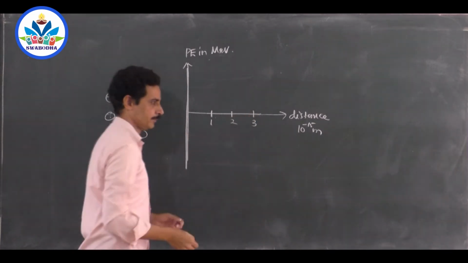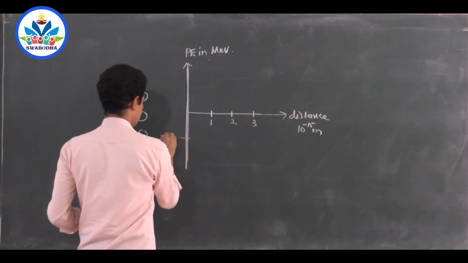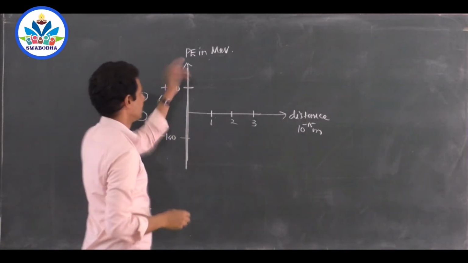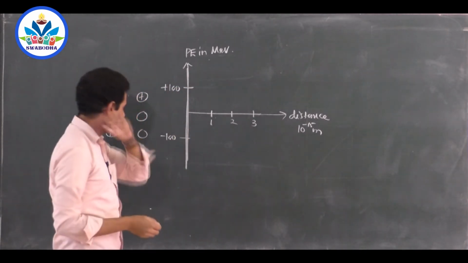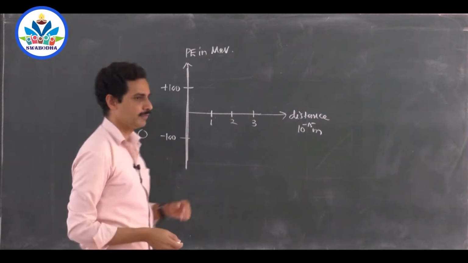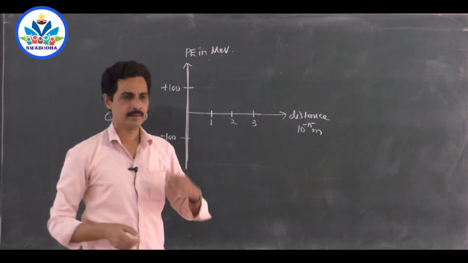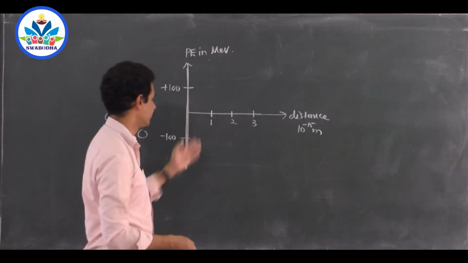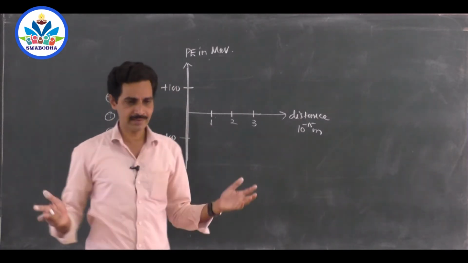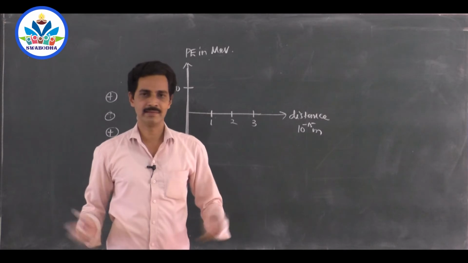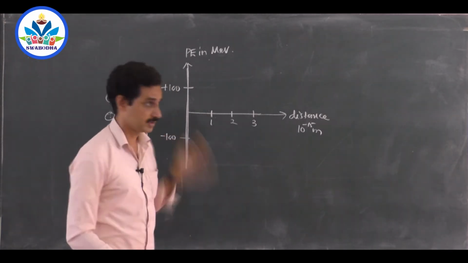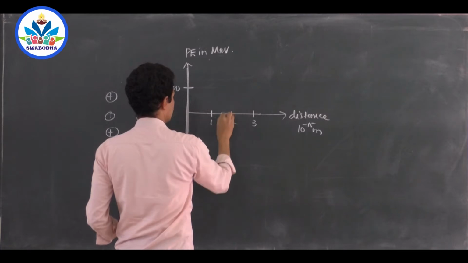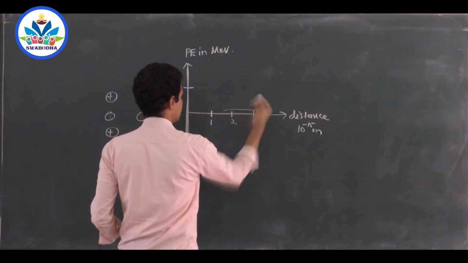Suppose this is minus 100 million electron volt, and this is plus 100 million electron volt. Potential energy is in million electron volt. Then you will find that the nuclear force drops to 0 if you go beyond 1 Fermi. Beyond 1 Fermi, that means outside the nucleus, the nuclear force is 0. So it is not a long range force, it is a very short range force. Beyond a certain range it decreases to 0, so it will be somewhere here.